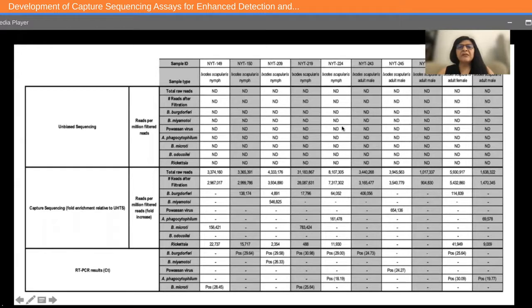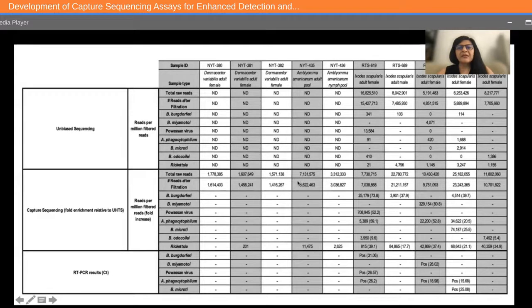So these are the first 10 samples from this experiment. We don't have the data for unbiased sequencing, but we do have the data from PCR for these samples. And we can see that anything that was called positive from PCR is also called positive from TBD-Cap-seq. In addition to the positives from qPCR, TBD-Cap-seq can also identify additional pathogens. So it is very good at identifying co-infections and multiple infections with high sensitivity, because the read counts are pretty good, and we can see that the enrichment is pretty high.